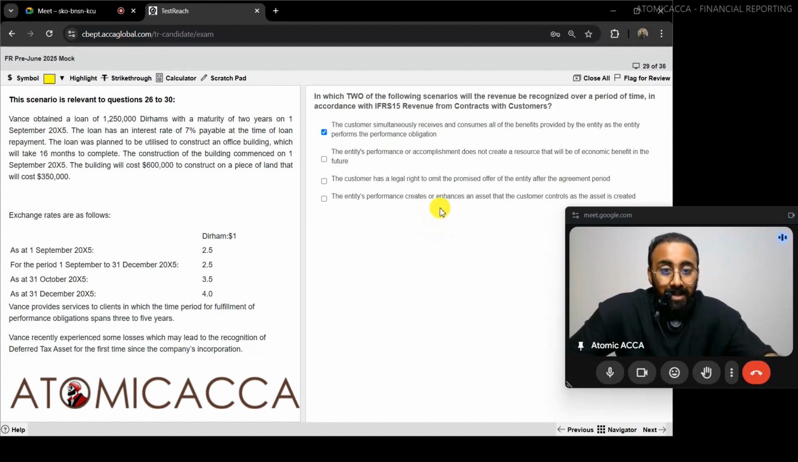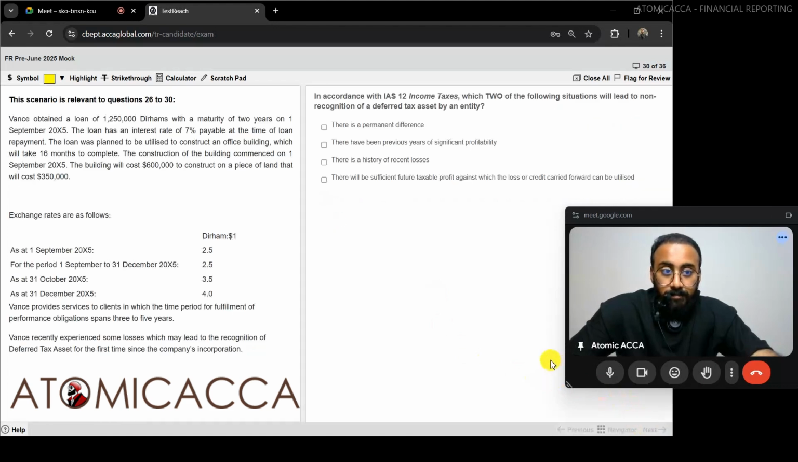The entity's performance creates or enhances an asset that the customer controls as the asset is being created. The first one and the fourth one are basically direct points under IFRS 15 over time recognition. According to IFRS 15, if any of these following conditions are met, then revenue is to be recorded over time. So these two are direct statements from there. That is a very straightforward theory question.